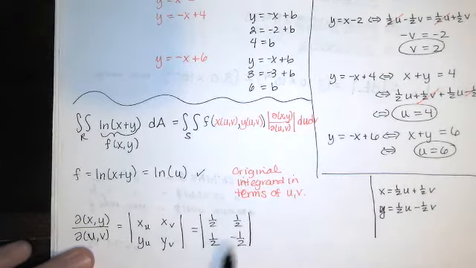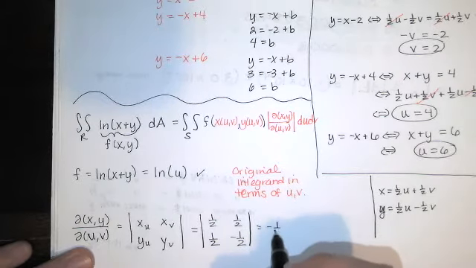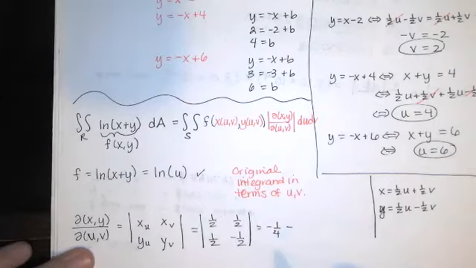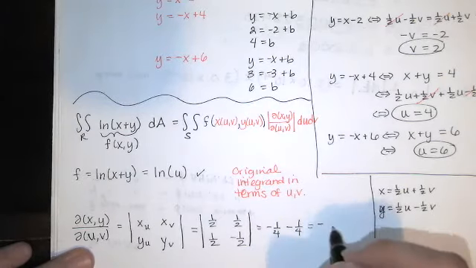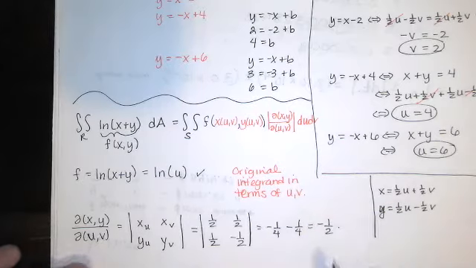And then we evaluate the 2 by 2 determinant. So you've got this times this, multiply those fractions straight across, you get -1/4 minus this times this, so it's +1/4. So you have -2/4 or -1/2.